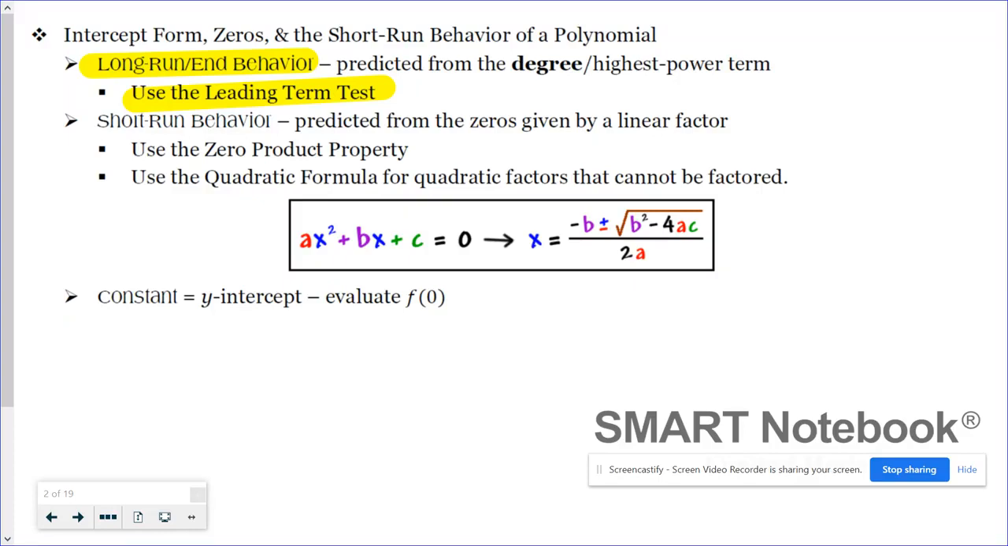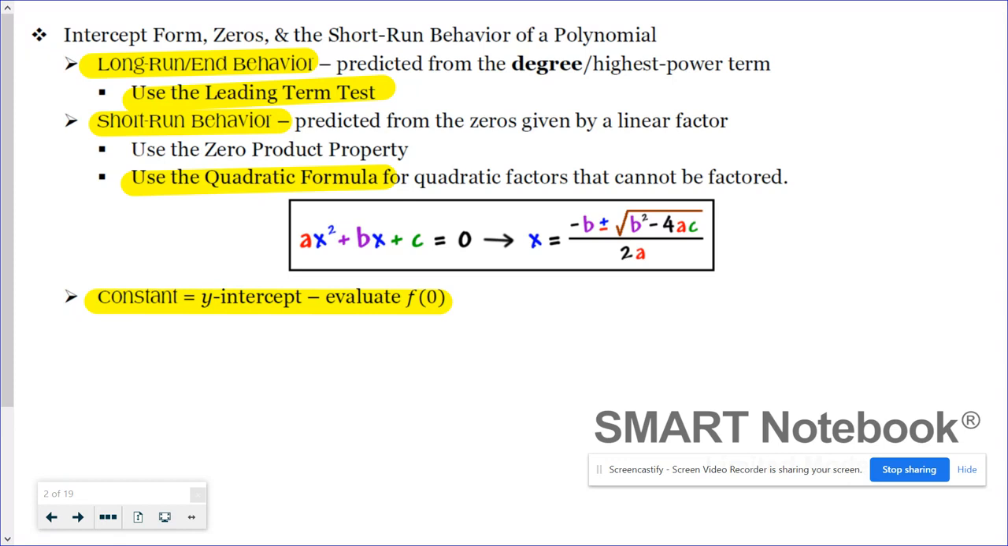Anywho, short run behavior is predicted from the zeros given by a linear factor. However, not all of our factors are going to be linear. We are going to use the zero product property, so we are going to set the factor equal to 0 and solve. We may need to use the quadratic formula for quadratic factors that can't be factored further. And then lastly, we have our constant, which is our y-intercept. And the y-intercept of any function can be found by evaluating f of 0. So that means plug in 0 for x and calculate.